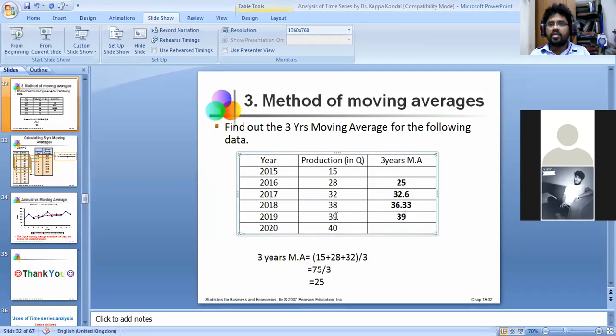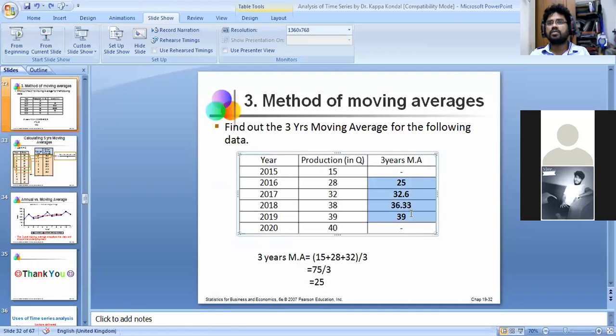After that, you cannot calculate the 3 years moving average, because we have only 2 values, we don't have 3 values. So you leave it here, and here also you leave it. Simply you can put a dash. So these are the moving averages.